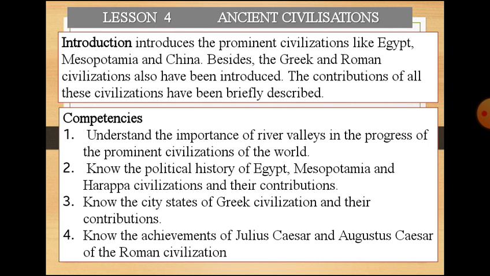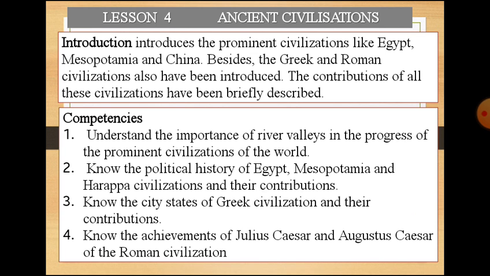Now we shall discuss the competencies. The first point is to understand the importance of river valleys in the progress of the prominent civilizations of the world. Second, know the political history of Egypt, Mesopotamia and Harappa civilizations and their contributions. Number 3, know the city-states of Greek civilizations and their contributions. Number 4, know the achievements of Julius Caesar and Augustus Caesar of the Roman civilization.